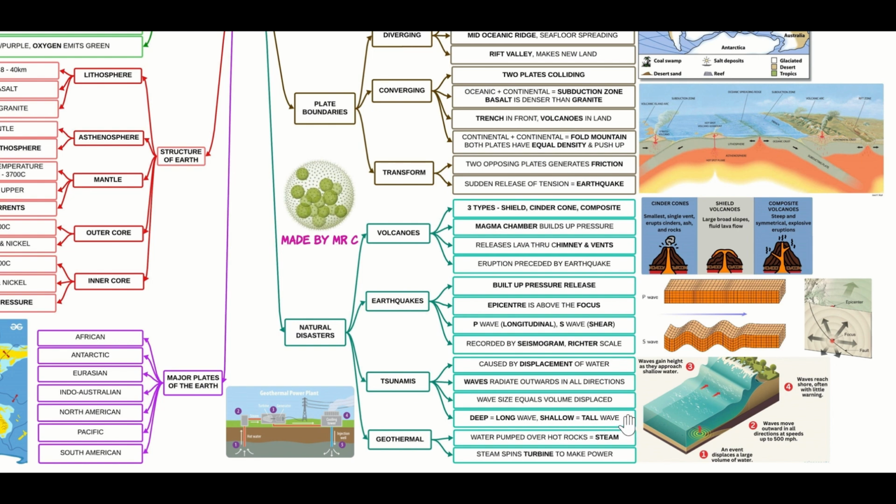Next we have geothermal energy, in which we pump cold water over hot rocks. This generates steam, then the steam comes back up to spin a turbine, which spins a generator to generate electricity. Here is the diagram of geothermal energy.